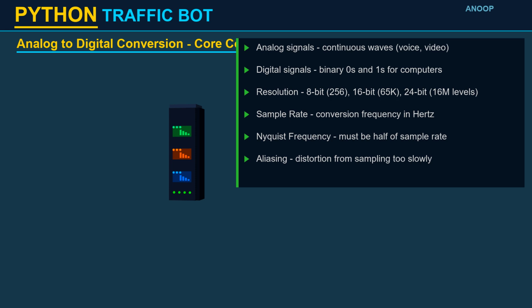An 8-bit ADC gives you 256 discrete levels, fine for vintage video games. A 16-bit ADC provides 65,536 levels used in high-quality audio. And a 24-bit ADC offers over 16 million levels used in scientific instruments. The sample rate, measured in hertz, determines how often the signal is captured. The Nyquist frequency states that your sample rate must be at least double the highest frequency in the signal, otherwise you get aliasing, which is distortion caused by undersampling.